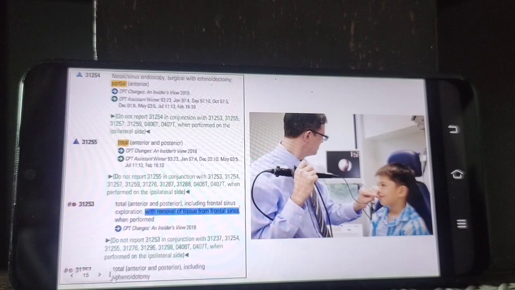Then 31257 for sphenoid. This is an indented code. We have to read it from the standalone code. That means with the ethmoidectomy and sphenoidotomy, go for 31257. Ethmoidectomy and sphenoidotomy, 31257. Did you understand now?